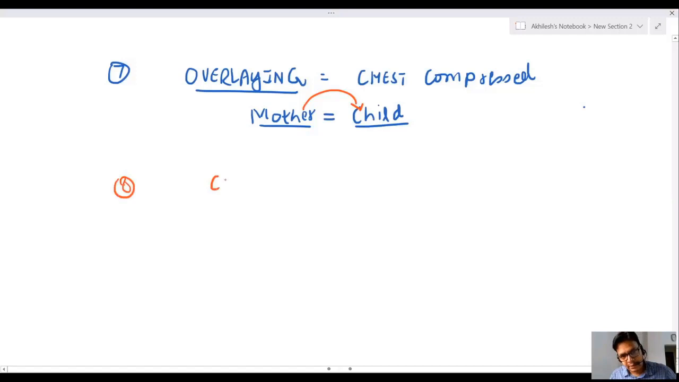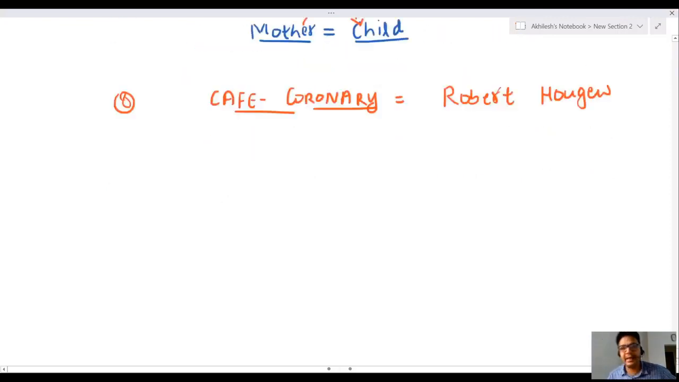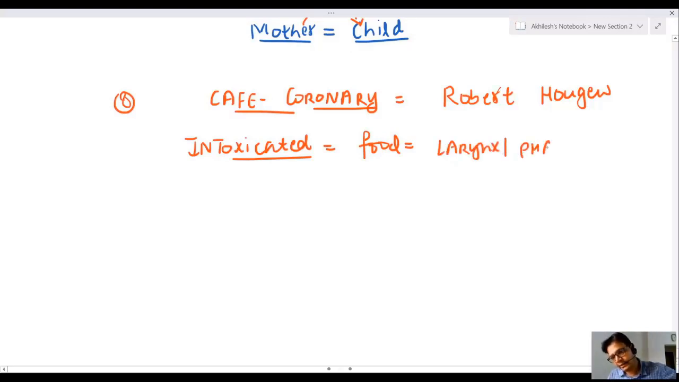Now eighth is cafe coronary. The word cafe coronary was given by Robert Haushalter. What happens? You are intoxicated, under the influence of alcohol or anything. If you are intoxicated and your food particle goes into the larynx, pharynx, suddenly you collapse.